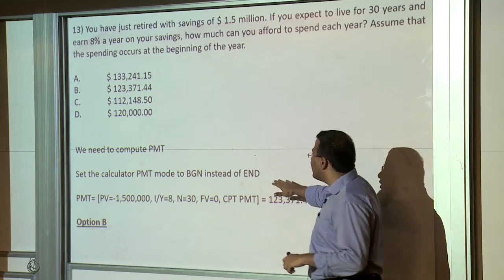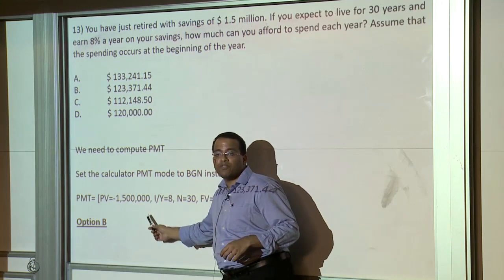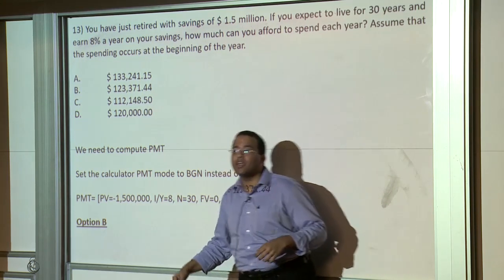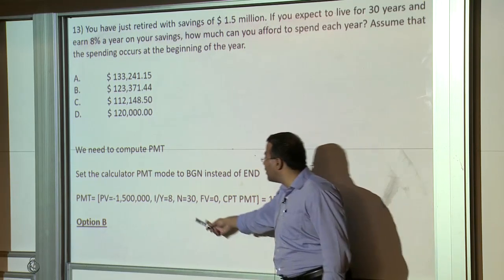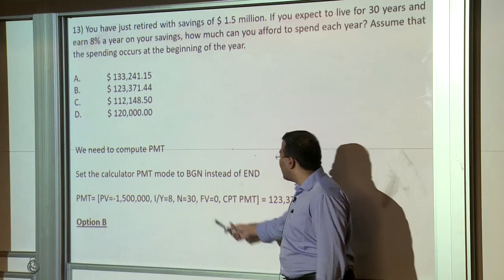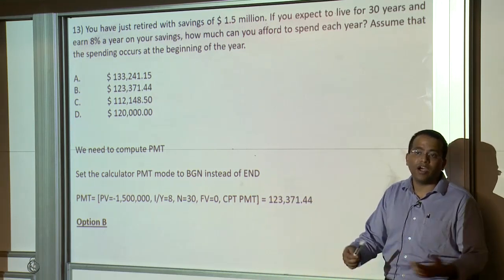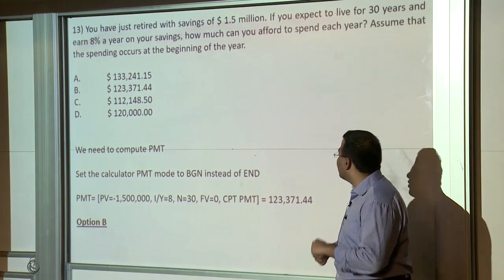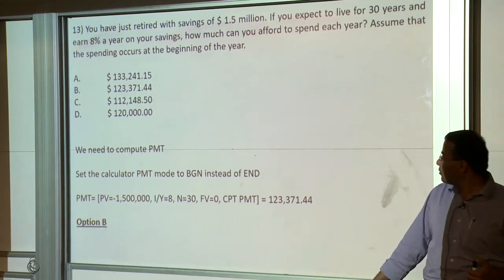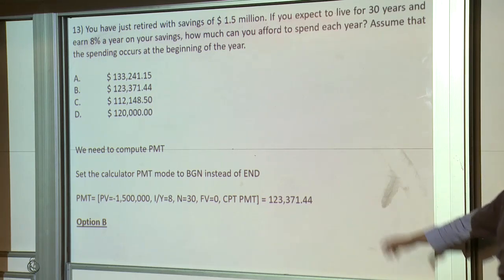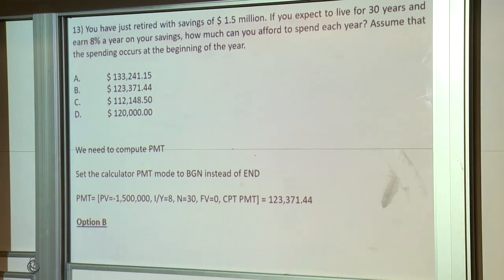To do that, first we go into the begin mode, and then we put in the numbers that we know. We have a PV of $1.5 million. I put in a negative sign because I want a positive answer. I/Y is 8. N is 30, which is the number of years. FV is 0 because at the end of 30 years I'm assuming that I'm going to die, so I don't want any more in my bank account. I compute the PMT, and I get 123,371.44. So that's option B, and that's the answer to this question.